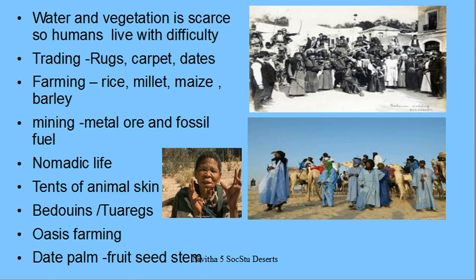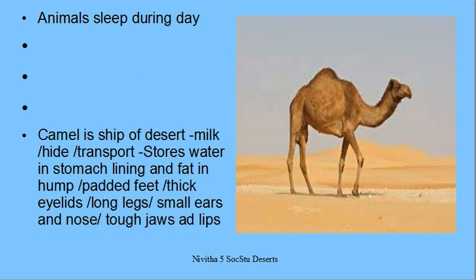The most important part of the lifestyle of the deserts in Africa or Arabia is the camel. Camel is called the ship of the desert. Most of the animals in the desert sleep during the day, be it the reptiles or the rodents, in their molds inside the hills, and then during night time they come out. Camel is called the ship of the desert because it can survive in the desert very easily.